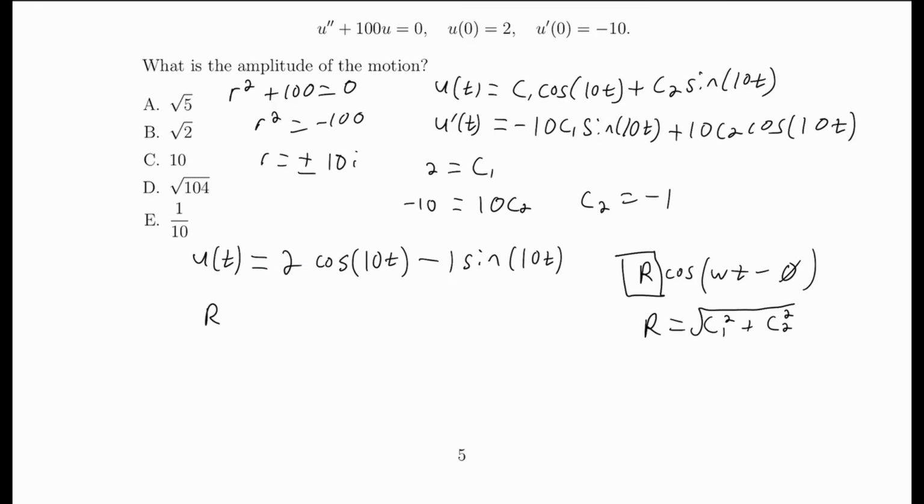So our r is going to be equal to the square root of 2 squared is 4, plus negative 1 squared is 1. R is equal to the square root of 5, and therefore our amplitude is root 5, which is option A.